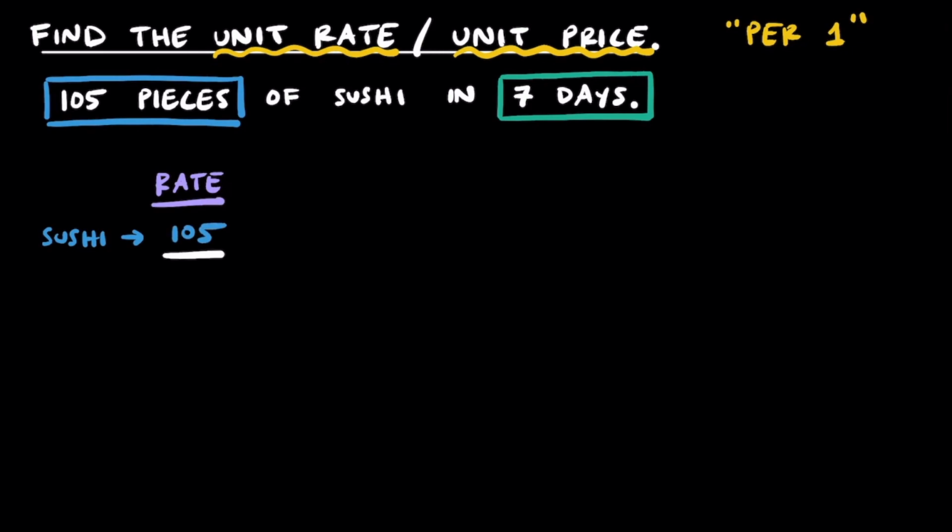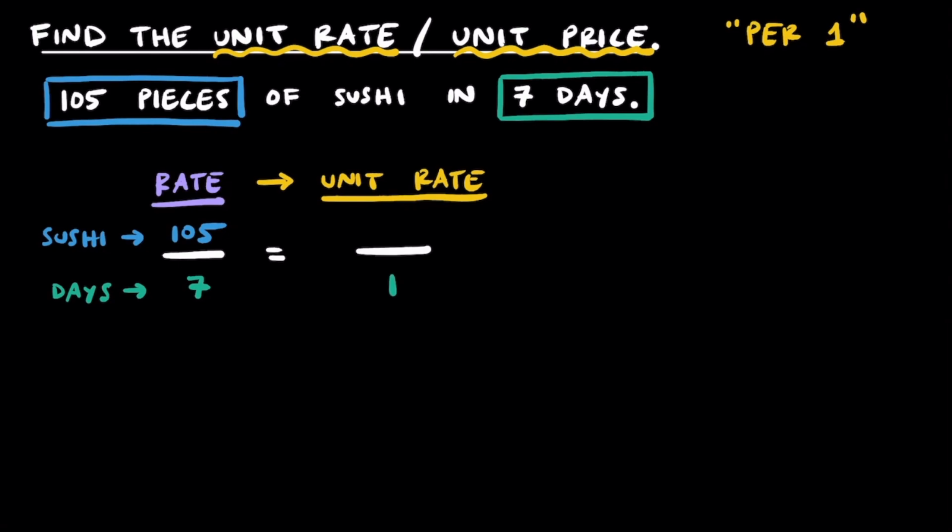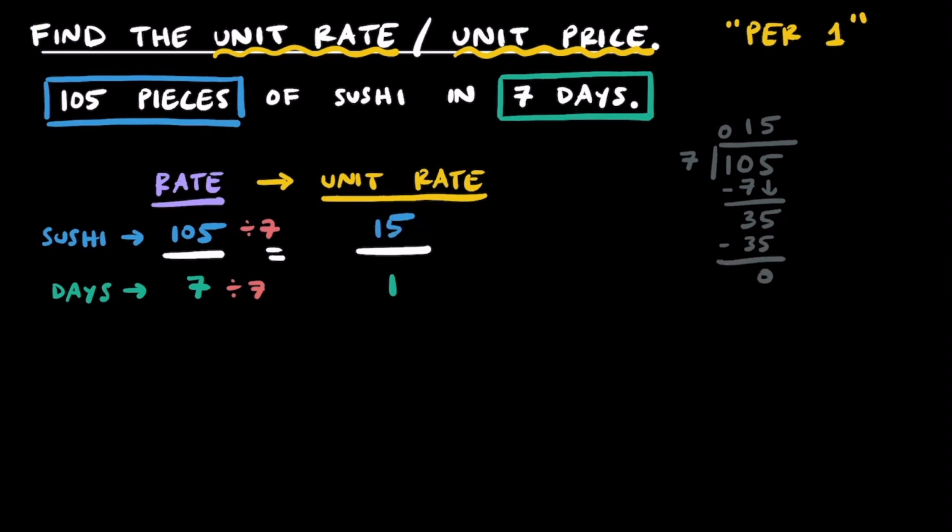So my sushi is going to go on top, which is 105, and our days are going on bottom, which is going to be 7. Converting this into a unit rate, we're going to have to write a rate over 1, per 1 day. Now to get that 1, we're going to have to divide top and bottom by 7. And really the only calculation you have to do here is dividing 105 by 7. Doing a little bit of long division here, we see that that's equal to 15.